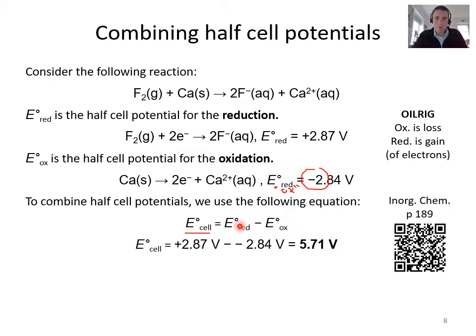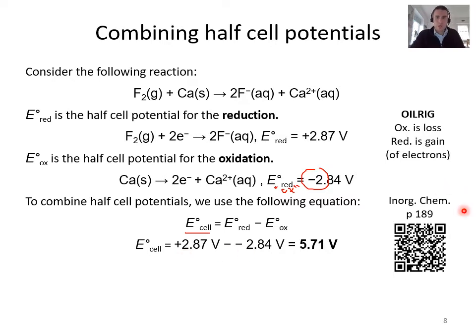So in this case this would be plus 2.87 volts, which is E red, minus, and in this case it's minus this. A minus times a minus is a plus, so this effectively means they're both added together. So you get this value for our standard reduction potential for the entire reaction.